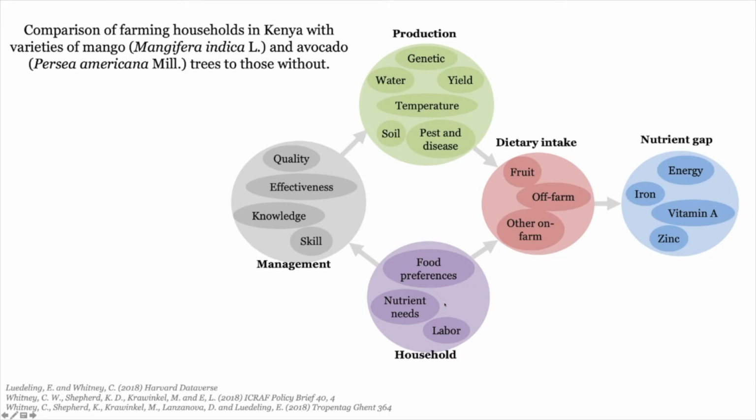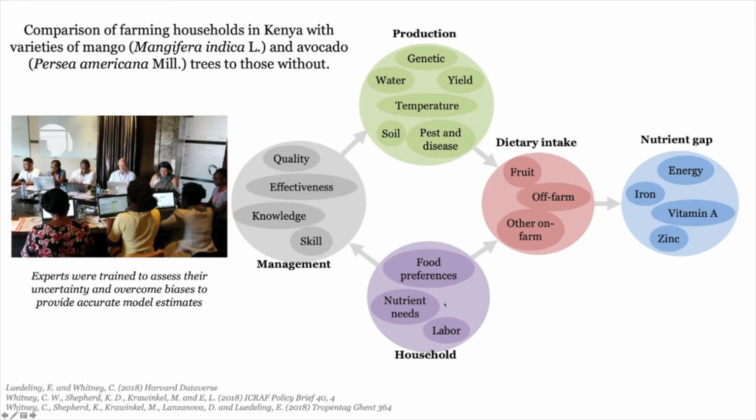This is, again, a simplification, but essentially management will affect production, obviously. Production systems affect dietary intake, that is, how much is growing, how well is it growing, will affect the available food for dietary intake. And the household will affect management and dietary intake, that is, how do they manage their farm and how do they cook their food, what kinds of food do they like to eat. And this dietary intake will be a major factor in determining the nutrient gap, that is, whether or not people have a lack of any of these things: energy, iron, vitamin A, and zinc.